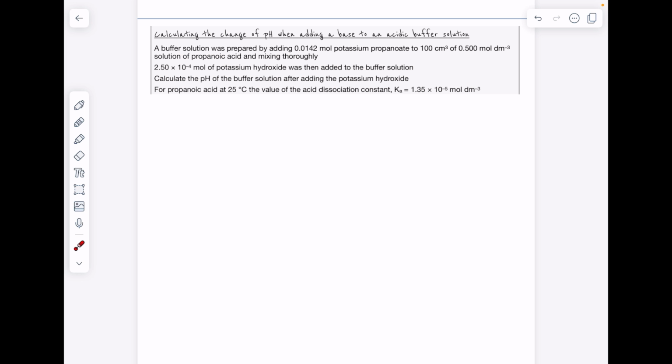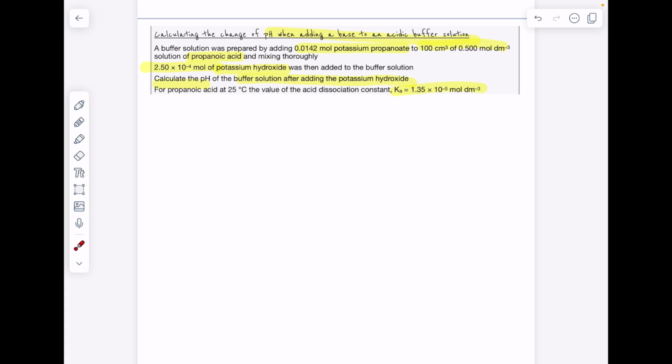Time for another calculation. So this time we're calculating the change of pH when adding a base to an acidic buffer solution. So remember, an acidic buffer solution will contain a weak acid and a salt of that acid. In this case, a buffer solution was prepared by adding 0.0142 moles of potassium propanoate to 100 centimeters cubed of 0.5 mole per dm cubed solution of propanoic acid, mixing thoroughly. 2.5 times 10 to the minus 4 moles of potassium hydroxide was then added. Calculate the pH of the buffer solution after adding that potassium hydroxide. And for propanoic acid, the value of Ka is this.